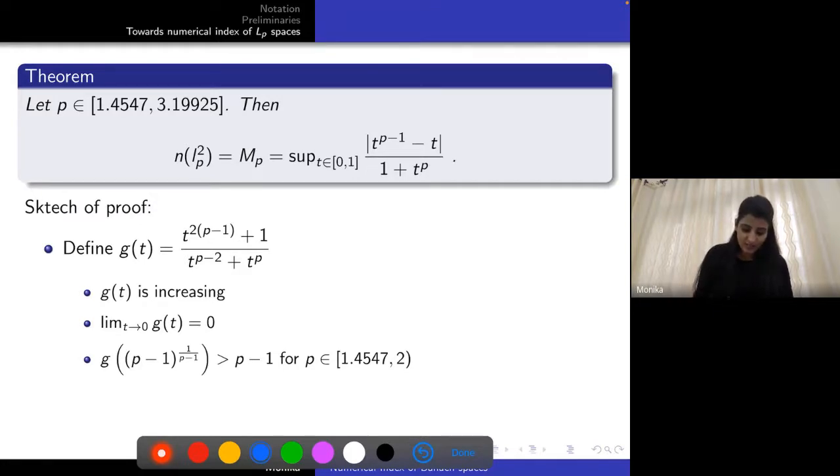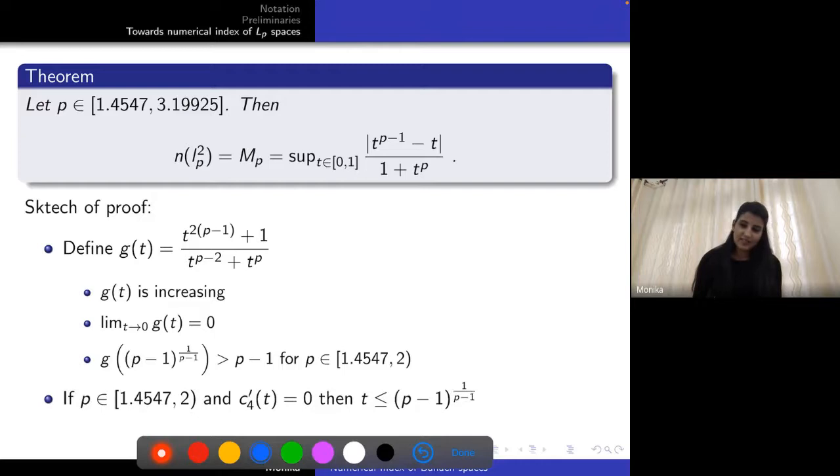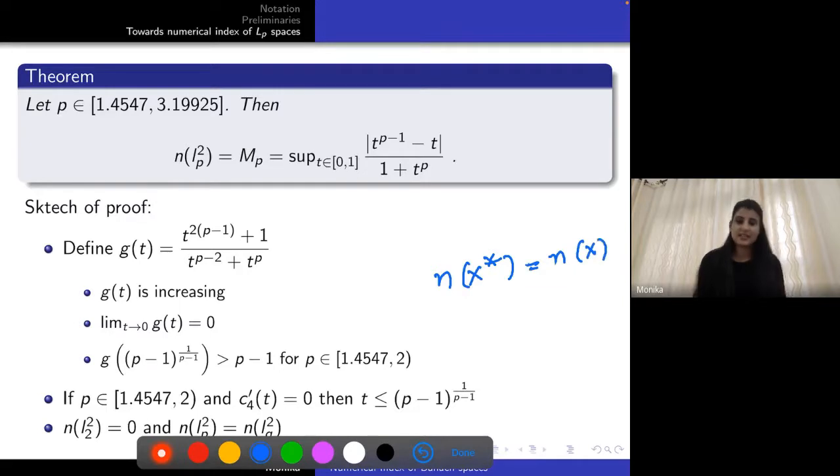But here we are working on 1.4547 to 2. For 2, it's a Hilbert space, and we already know the numerical index. And for LQ, since we know that the numerical index of X star is equal to the numerical index of X when we are working with a reflexive space. Here we are working with a reflexive space, so the numerical index of LP2 will coincide with MP in the range 1.4547 to 3.1925.